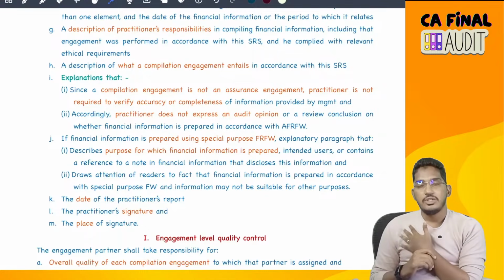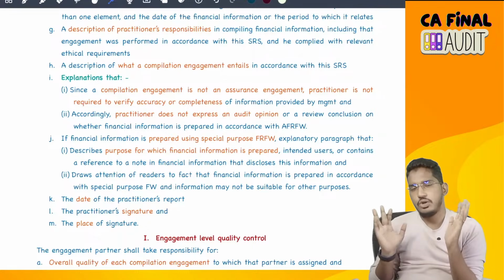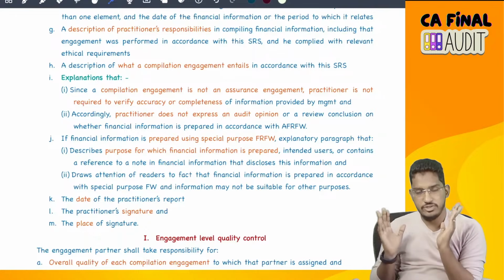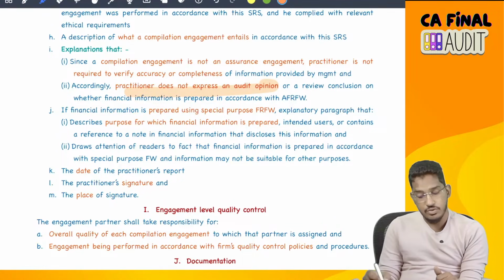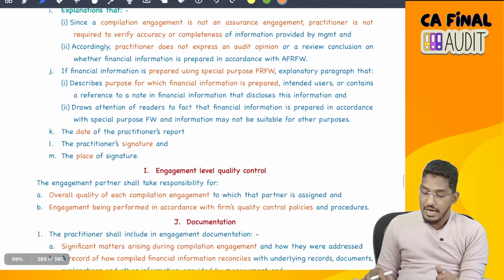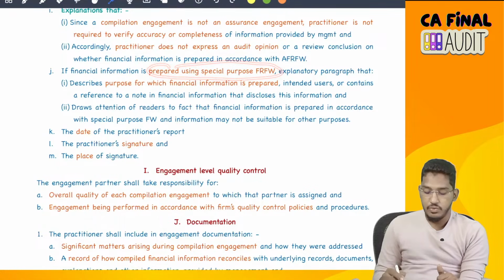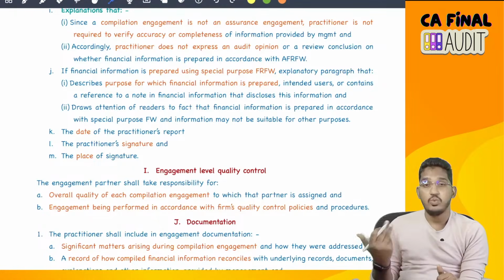So you should mention that you have only done the compilation engagement depending on information provided, and you had no obligation to verify whether that information is correct or not, and you did not verify it. Let the users be aware of it. And the practitioner does not express an audit opinion or any review conclusion on that engagement; that also you clearly highlight. In case you are providing a compilation engagement for financial statements prepared as per a special purpose framework, in your report you have to include for what purpose this information is being prepared, for whose purpose.